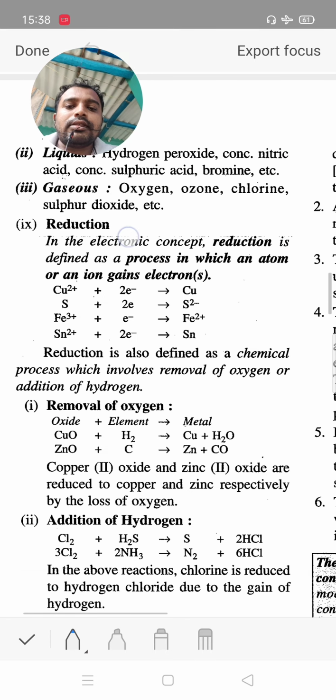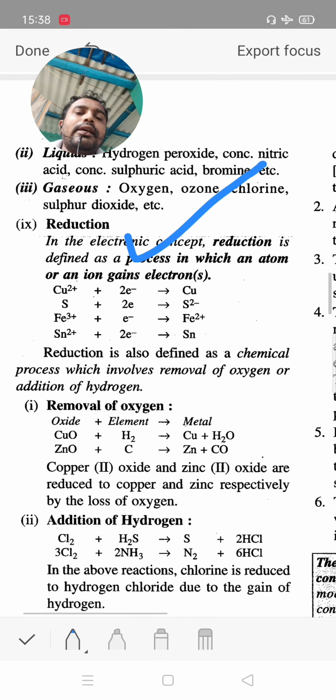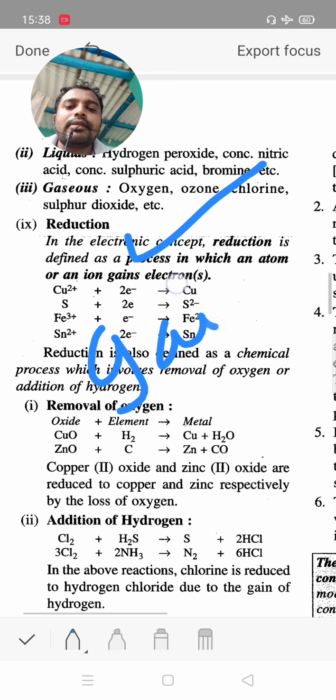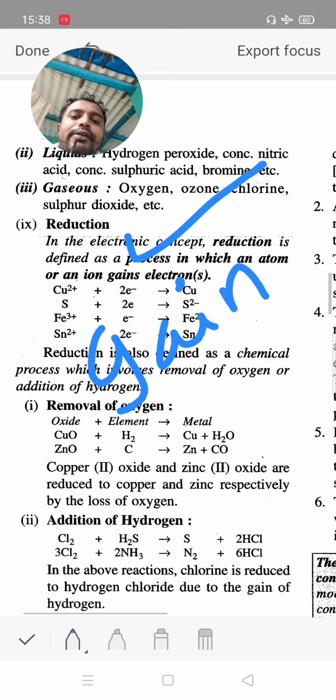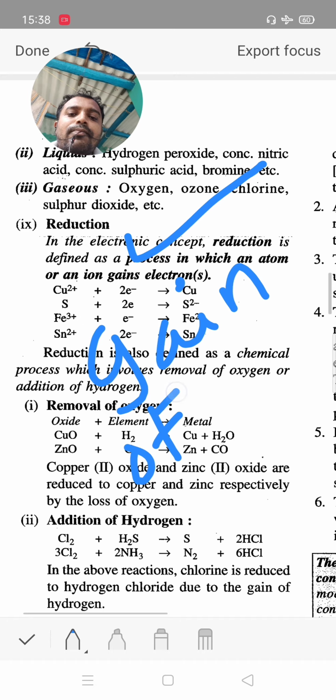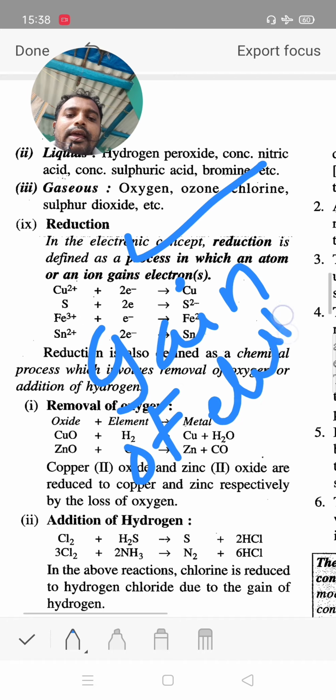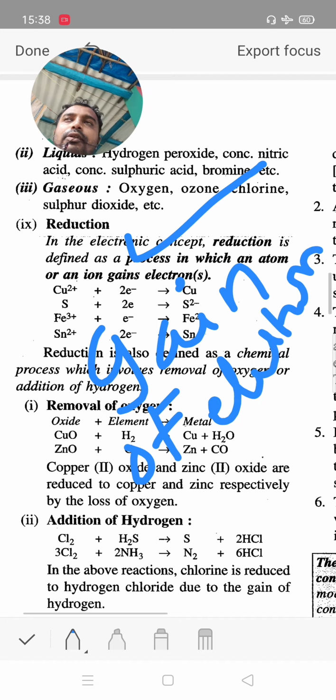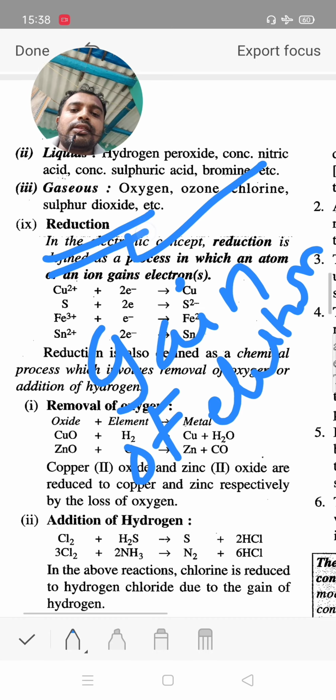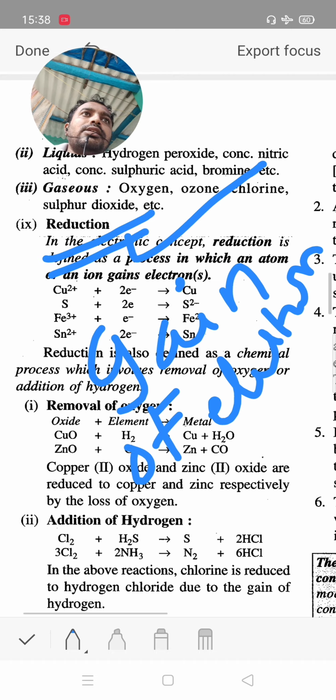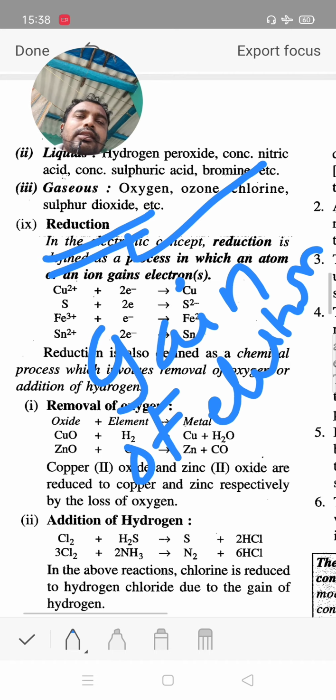Now reduction. Reduction is gain of electron, addition of hydrogen and removal of oxygen. This process is called reduction. In this process, oxidation number decreases.